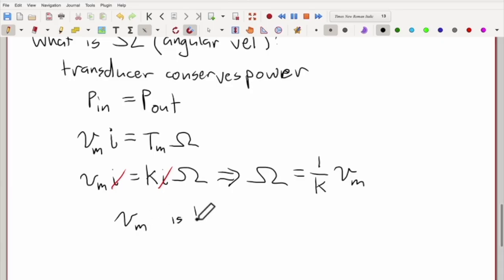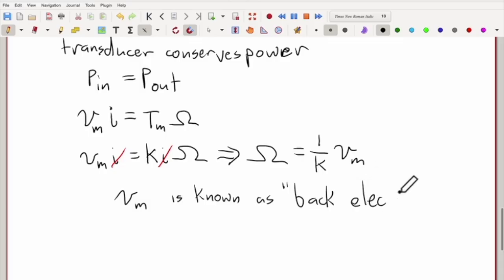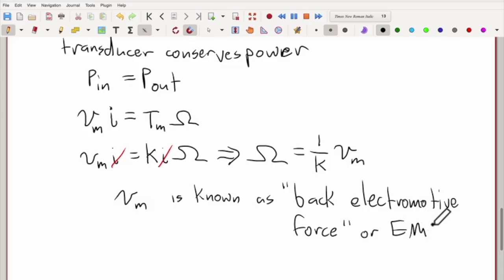So Vm is known as the back electromotive force, or EMF. Electromotive force is the word they used before they had defined the volt, and it's the same as a voltage, so it's the back voltage.